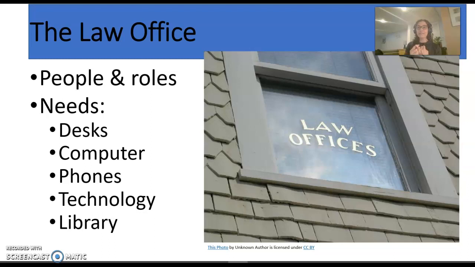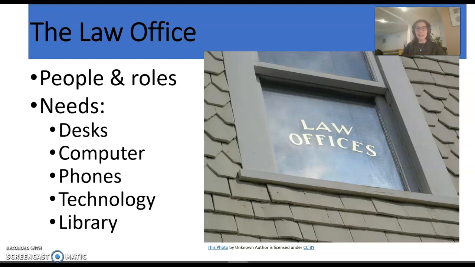And then we have, I guess I can call them physical needs, but we have needs. We need desks. We need computers and internet access. We need telephones to talk to our clients and the court. We need technology to run the law office. That's a modern day reality. We also need a library or access to a library, whether it be physical or online, where attorneys and paralegals can conduct legal research.